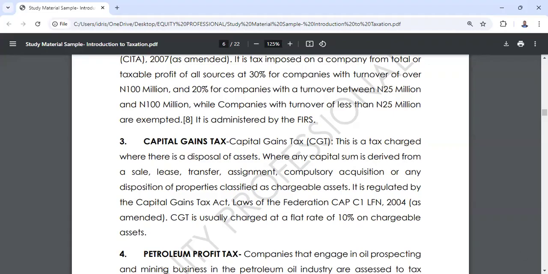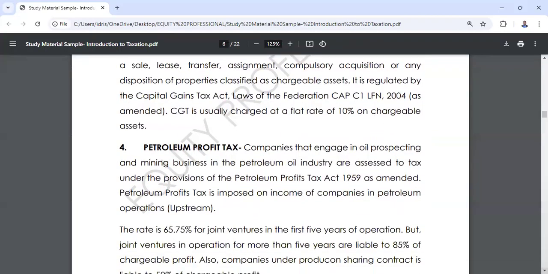So still under direct tax, another type of direct tax that we have is petroleum profit tax. Petroleum profit tax is a tax paid by a company engaged in oil prospecting and mining business. That means a tax paid on a profit derived by an upstream petroleum company. Petroleum operations are divided into two. They have upstream and what? Downstream.